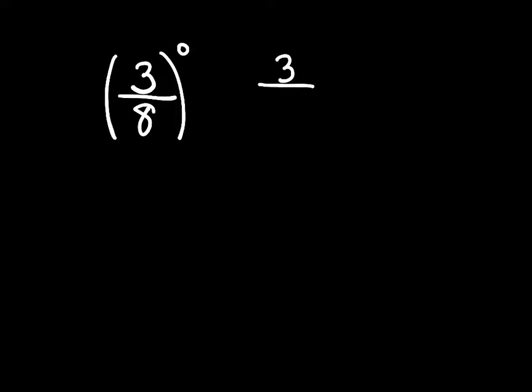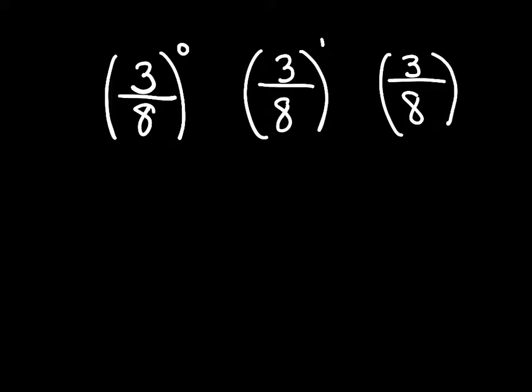3 divided by 8 raised to the 0 power, 3 divided by 8 raised to the 1 power, and 3 divided by 8 squared. In the first example, we have 3 divided by 8 raised to the 0 power. Hopefully you remember from the math review packet that anything raised to the 0 power equals 1. So in this case, 3 divided by 8 to the 0 power is equal to 1.